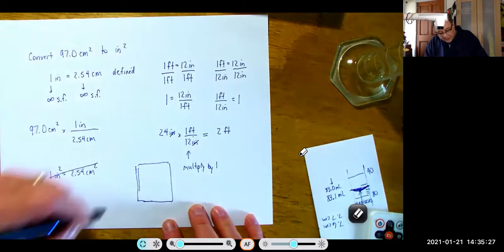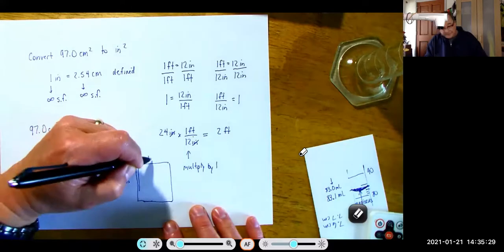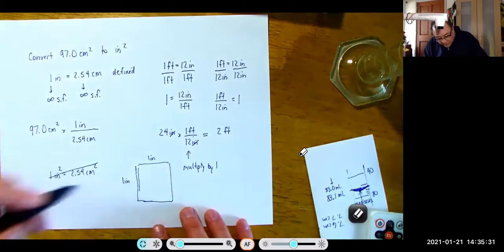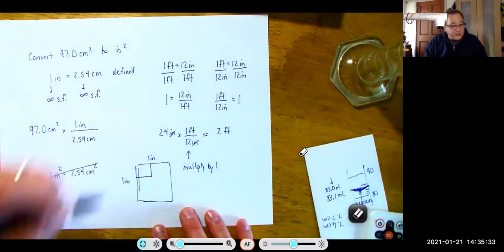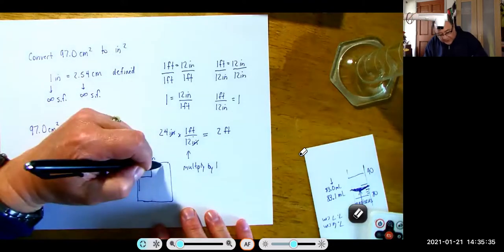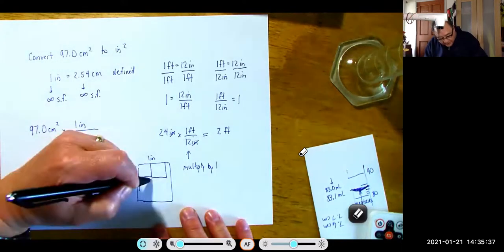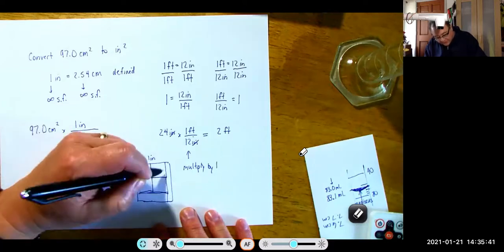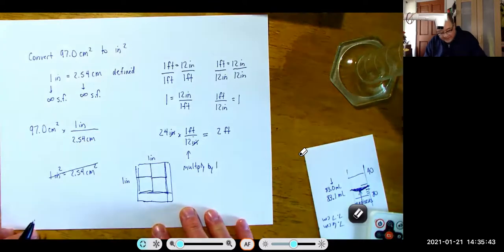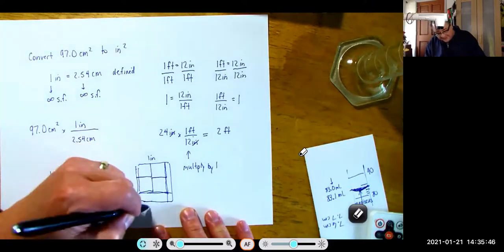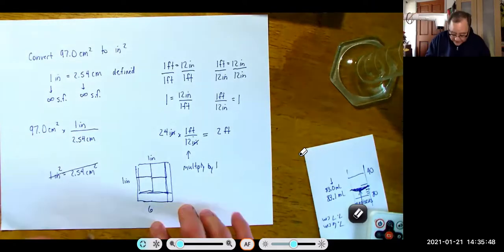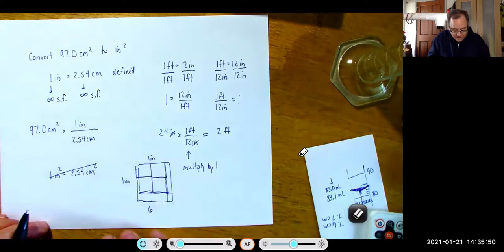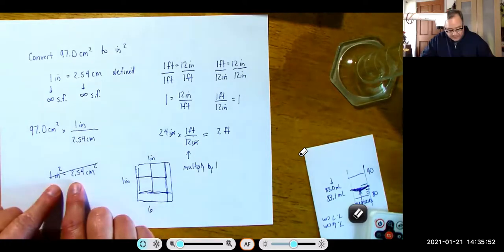This is roughly 1 inch and 1 inch. This is roughly 1 centimeter squared. This is 1 centimeter squared, another centimeter squared, and another. There are about 6 of these in here, 6 square centimeters in a 1 inch square. So this can't be right.